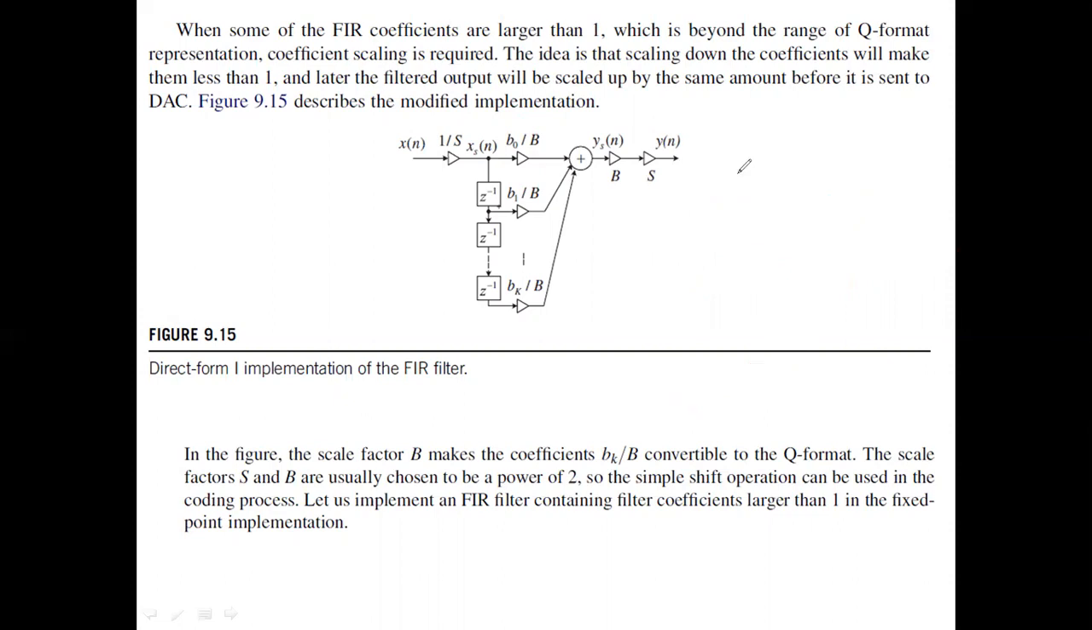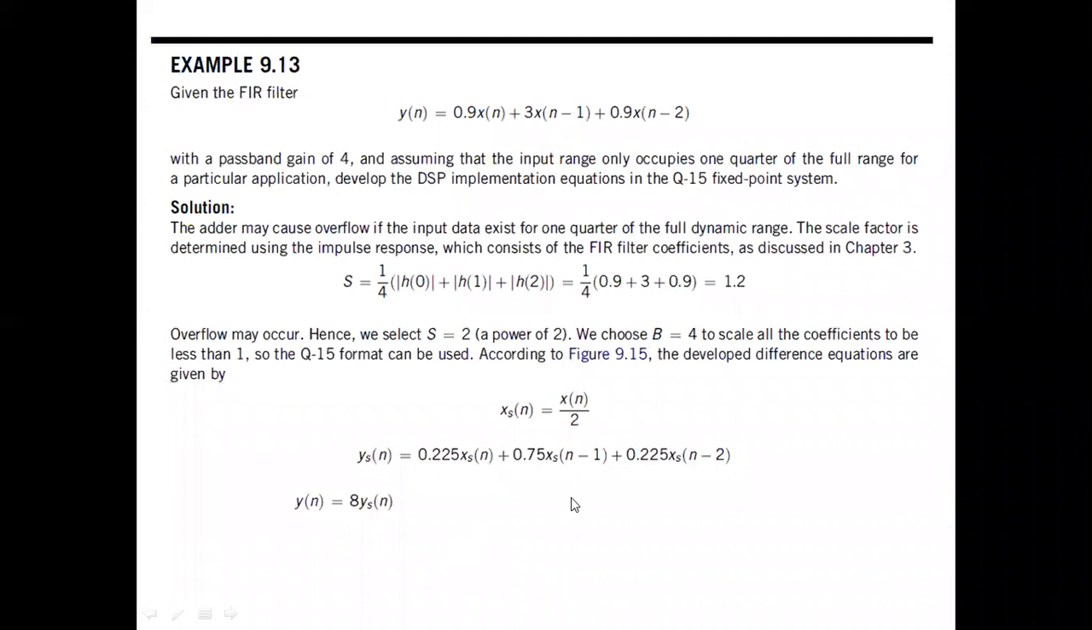Okay, so let us see an example here. As you can see, here is a simple FIR filter, with 0.9 and 0.9. They are the values of the impulse response.